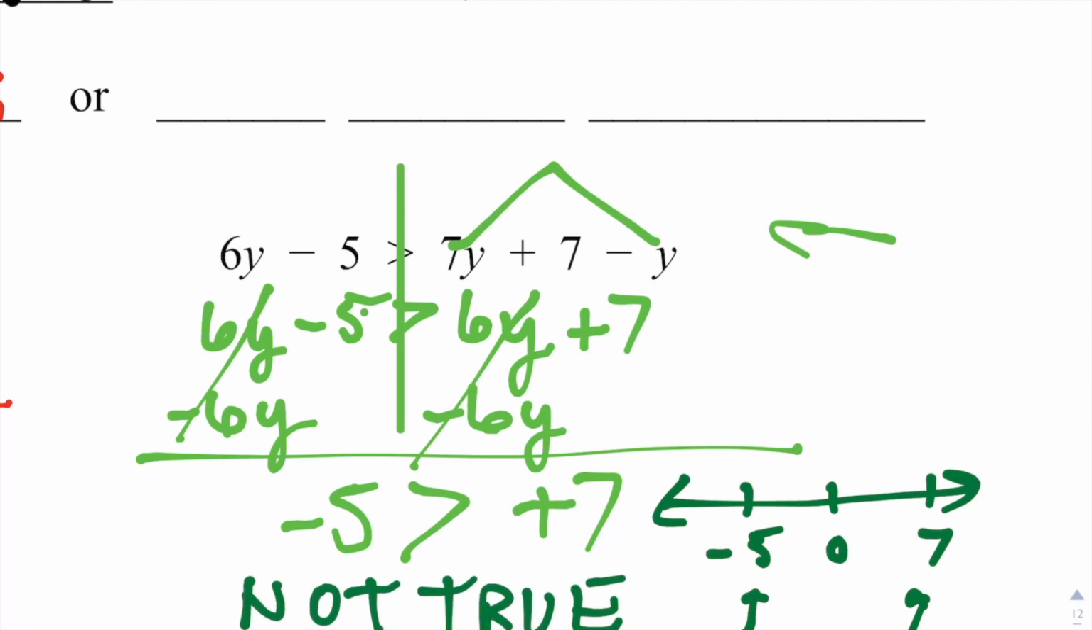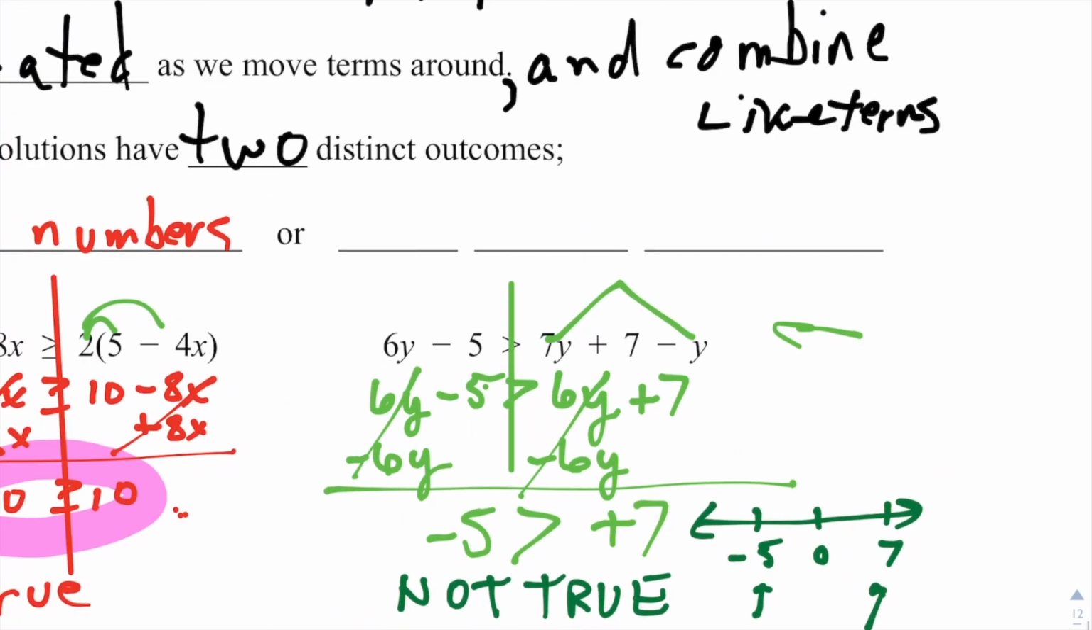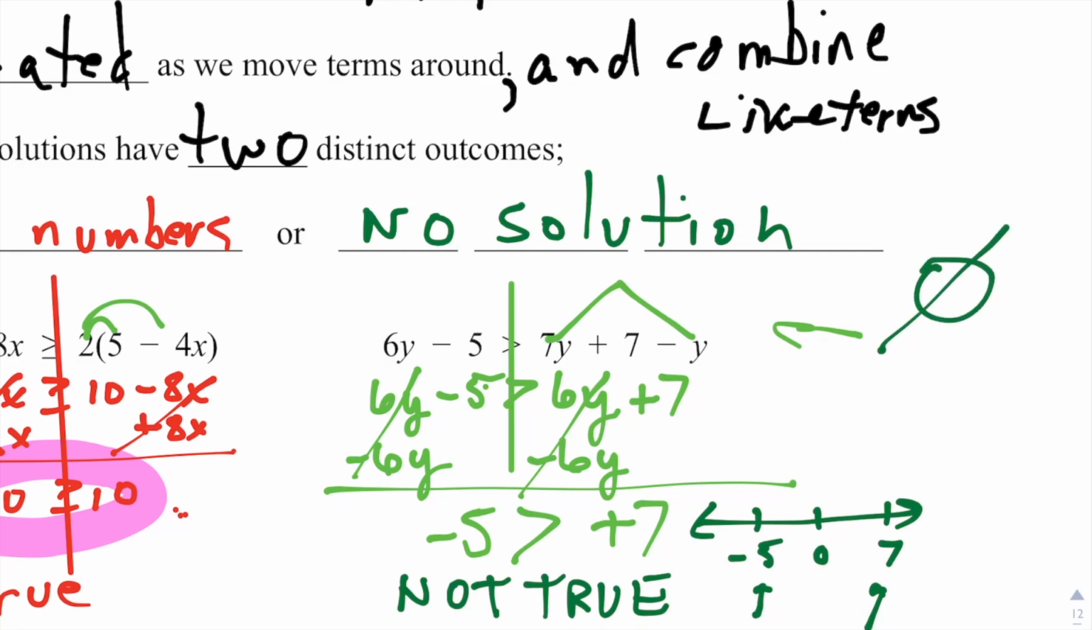So whenever we have one of these special cases where it eliminates the variables and the inequality is not true, then that means there are no solutions possible. Or you could simply say, no solutions. Later in your math career, you'll learn this symbol, which is a 0 with a line struck through it. That's called the null set, N-U-L-L. Don't worry about it really right now, but that's the symbol for no solution.